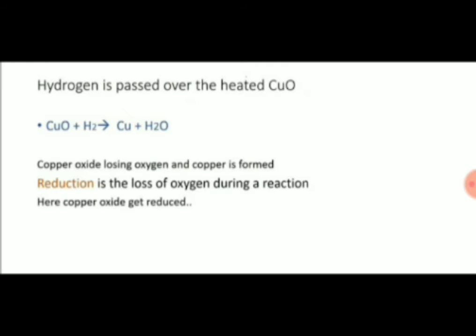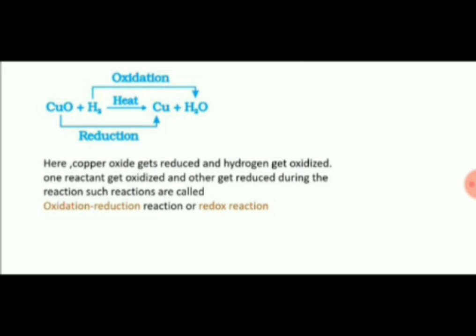Look at this reaction. Here copper oxide gets reduced and hydrogen gets oxidized. One reactant gets oxidized and the other gets reduced during the reaction. Such reactions are called oxidation reduction reactions or redox reactions. Both oxidation and reduction happened in this reaction, so it is called an oxidation reduction reaction or redox reaction.